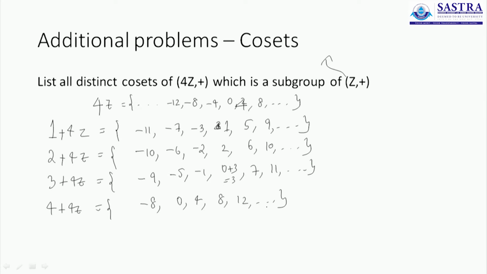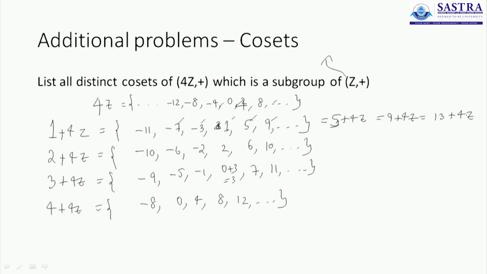Now what if I consider 5 plus 4Z? Now 5 plus 4Z will be the same as this. You can check it out by yourselves. 5 and minus 12 is minus 7, 5 and minus 8 is minus 3, 5 and minus 4 is 1, 5 and 0 is 5, 5 and 4 is 9, 5 and 8 is 13. It will be the same. So will 9 plus 4Z, and so will 13 plus 4Z. All of these will be the same as 1 plus 4Z.